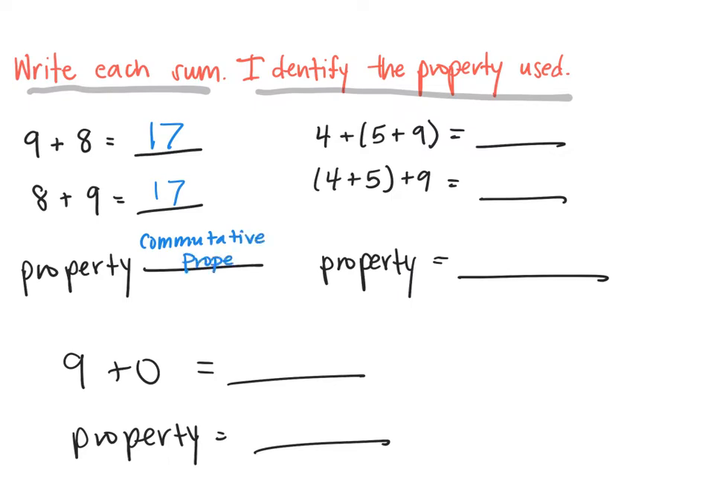I want you to write it out for your homework as well. I don't want to see C or A or I because that doesn't help us remember what it is.